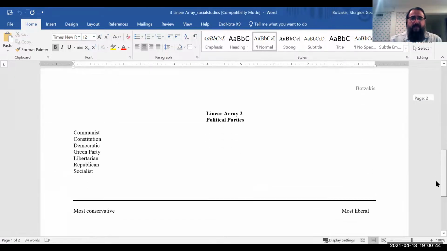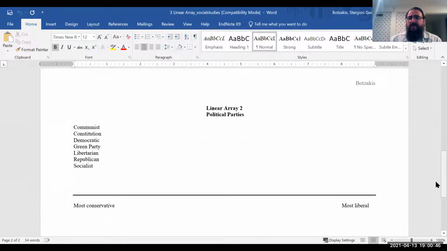Then I did another one, political parties. I had students rate them from most conservative to most liberal. And these are the parties: Communist, Constitution Party, Democratic Party, Green Party, Libertarian, Republican, and Socialist. Students are usually surprised that there are this many political parties that technically exist in the US, and they have to do a little bit of research about that.